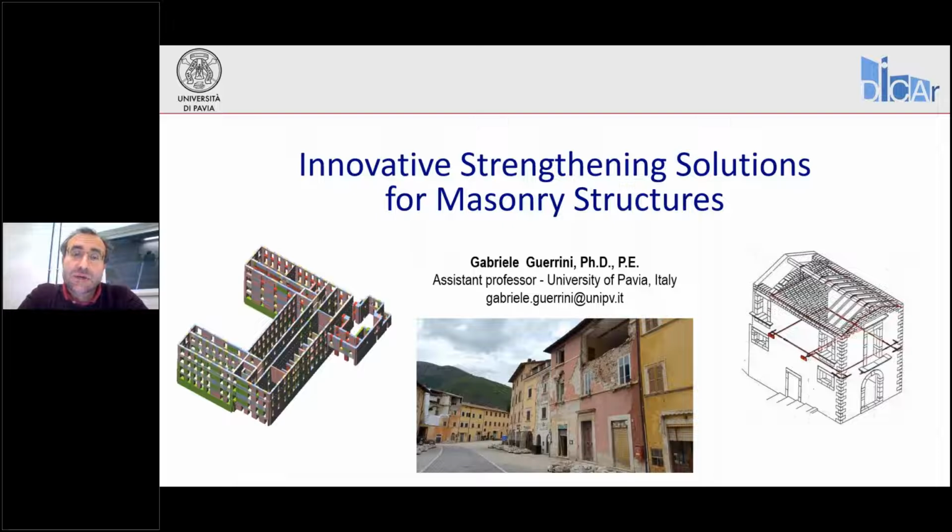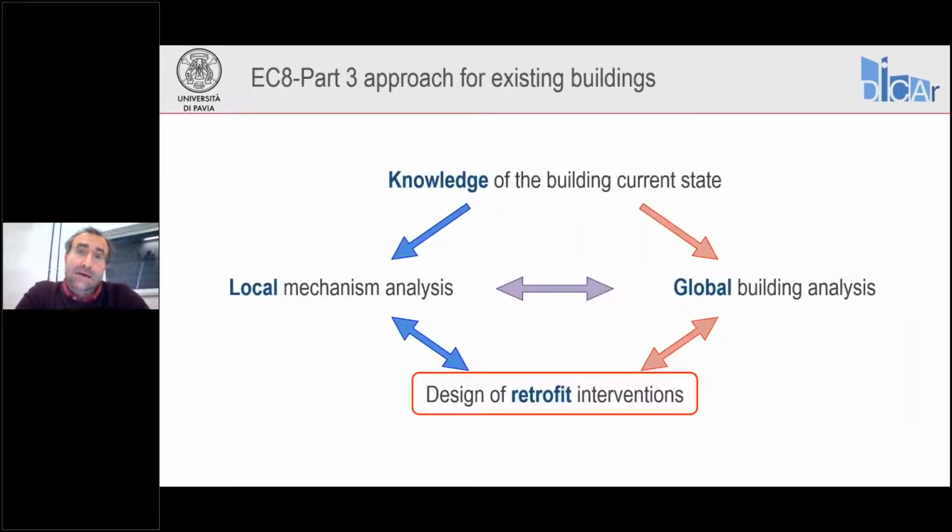Today, my presentation will be about some innovative strengthening solutions for existing masonry buildings. Now, this slide, I guess, is already familiar to those of you who have followed the previous sessions of this webinar series. This is the framework of the Eurocode 8 Part 3 for existing buildings. And with today's webinar, we are going to focus on the last point in the framework, which is the design of the necessary retrofit interventions if a building is deficient after the analysis in the current state.